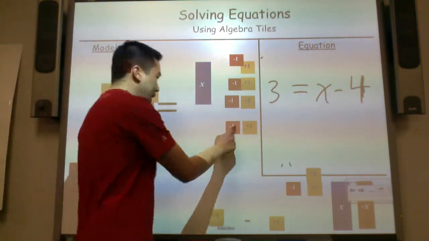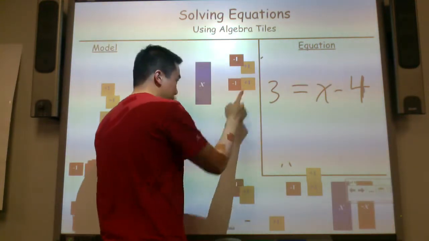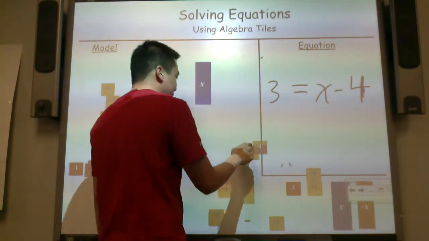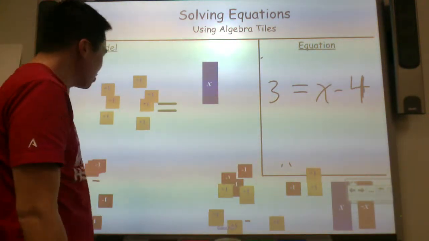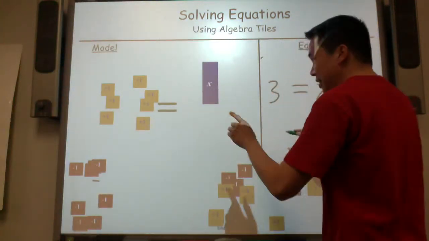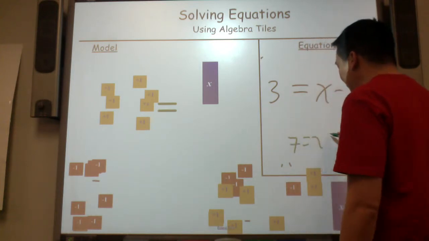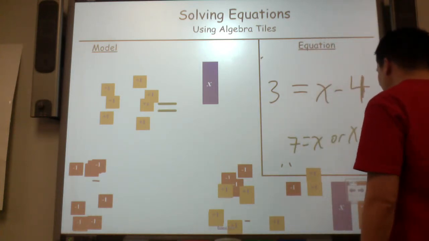What happens here? Cancel, zero out. Cancel, zero out. Cancel, zero out. Yay, by myself. So in here, does that need to cancel here? I don't think so. So the answer must be 7 is equal to x, or x equals 7.